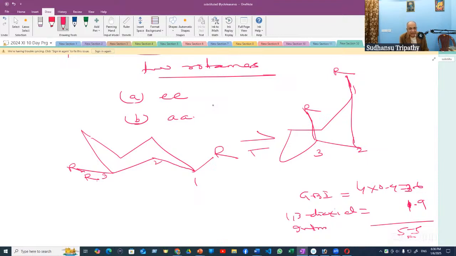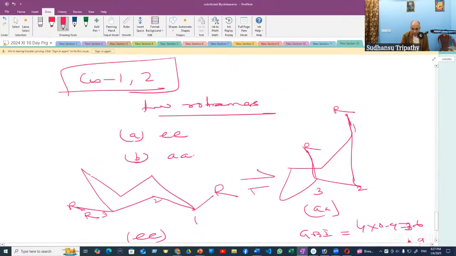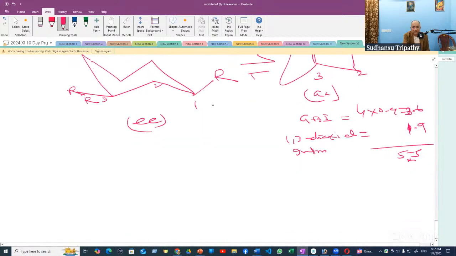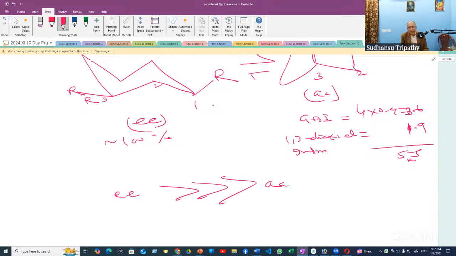They remain on the same side, either both up or both down. So this is EE isomer, this is AA. We are talking of not trans, cis. And this is 0 GBI. So EE is far more stable than the AA. So more than 99.9, maybe nearly 100% molecules remain in this EE form. 5.5 is too high, nearly 100%.